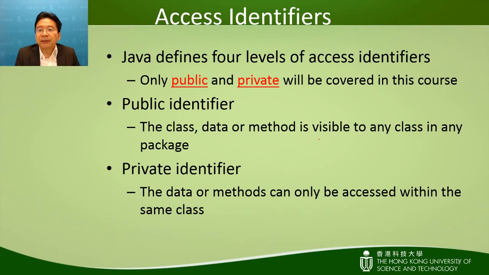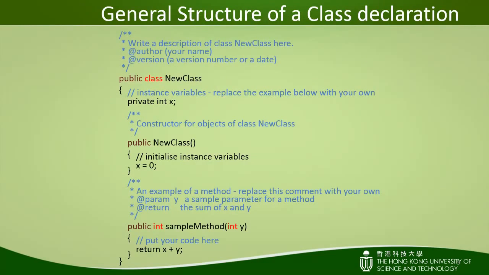The private identifier specifies that methods and data or fields declared in a class can only be accessed within the same class. Classes cannot be declared as private except for nested classes, but we don't need to pay attention to this in this course. The main body of a class definition is enclosed in a pair of curly braces.